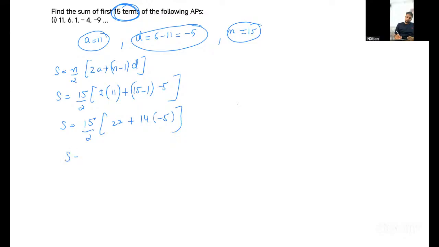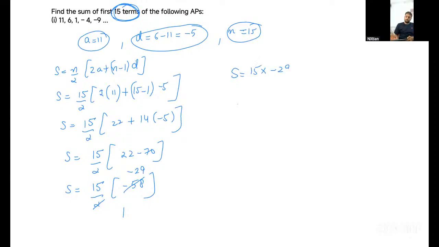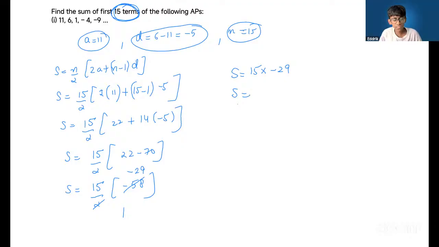So S equals 15 by 2 into 22 minus 70. So S equals 15 by 2 into minus 58. Sir, it's not minus 58, it's minus 48. Yes, good. So when you cut it, you will get minus 24. So S equals 15 into minus 24. You have to solve it and you will get the answer.